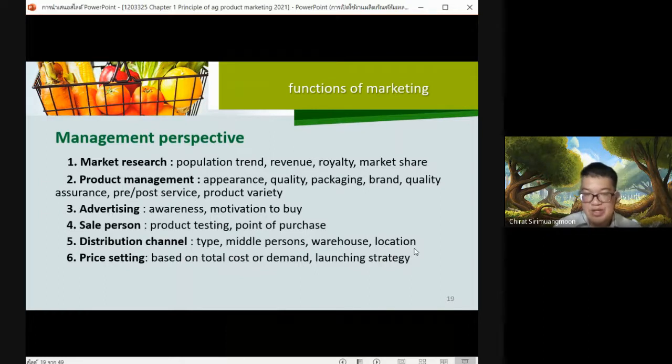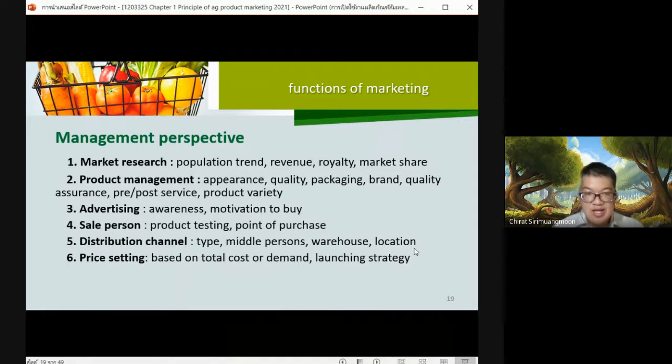We have improved a lot about packaging, brand, quality assurance, and also the product varieties. That is the result of the marketing. And marketing will get involved in advertising, because we use advertising to let the consumer know what we have on the market or create the awareness. For example, the healthy food that many people are concerned about is also from marketing.